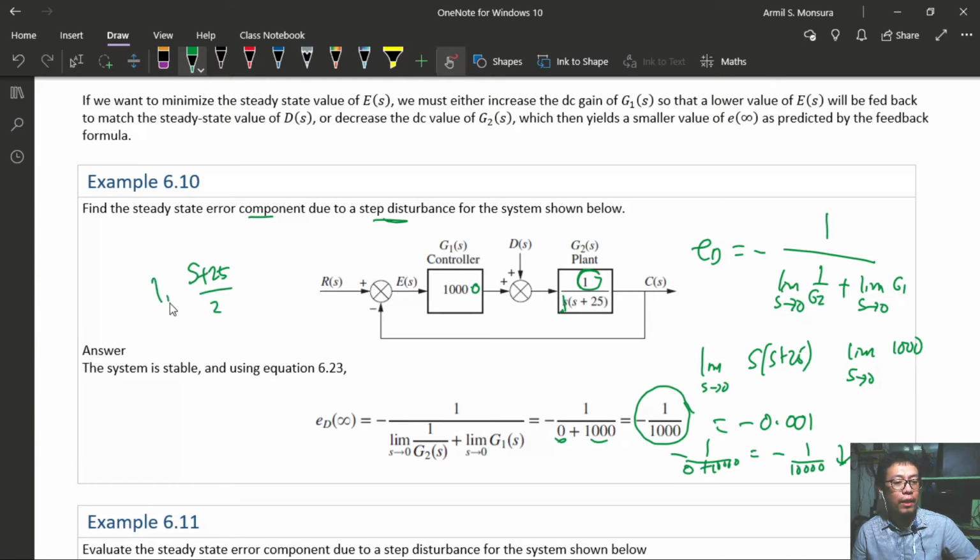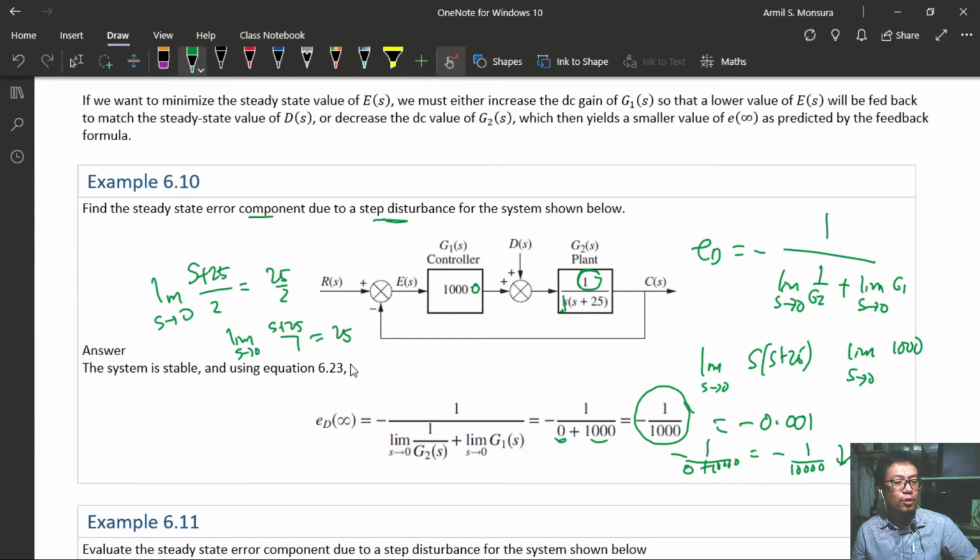So pag in-evaluate niyo yung limit niyan as S approaches 0, halimbawa lang wala tong S, para lang makita nyo yung epekto ng pagtaas o pagbaba ng DC gain. Okay, so you would have here 25 over 2. Mas mataas ito, tinaasan ko to. So 25 over 2 yung DC gain niyo compared to say 1 lang talaga siya. That should lead us to the limit of S plus 25 over 1 as S approaches 0, so that should give you 25.